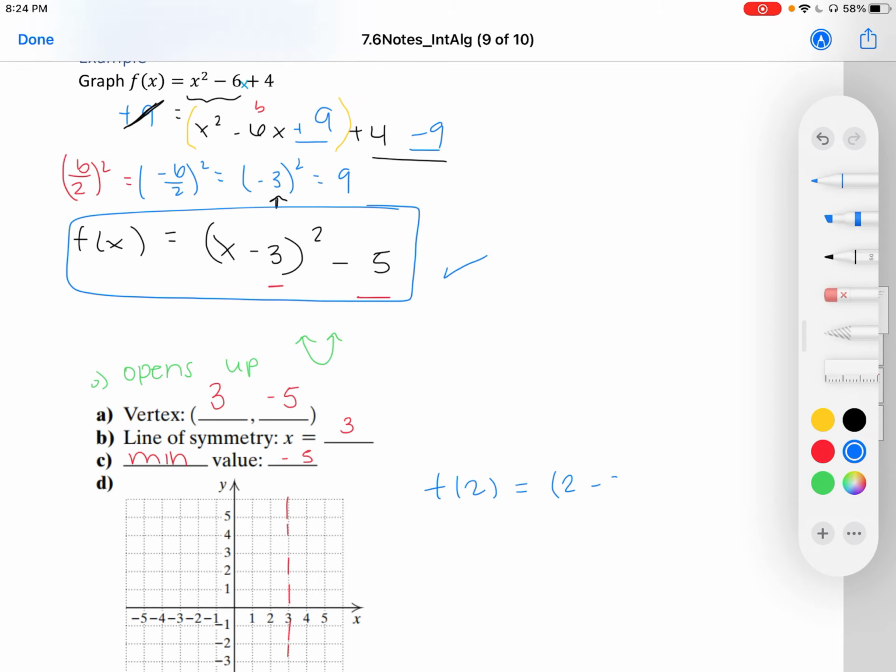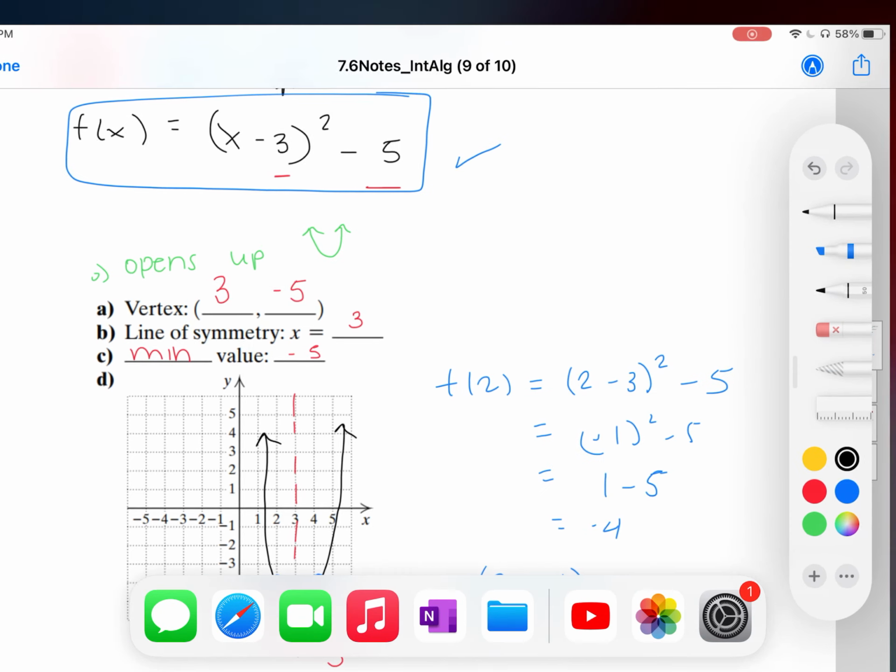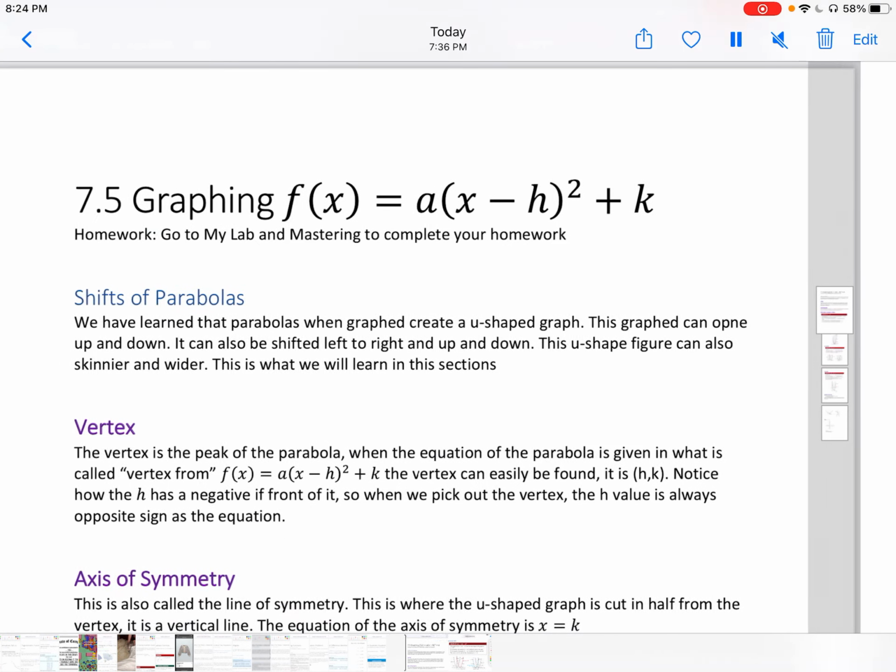So we have 2 minus 3 squared minus 5. You get negative 1 squared minus 5. 1 minus 5 is negative 4. So I have the point 2 and negative 4. 2, down 4, I have the point right here. And so it matches up on this side as well. Now they're 1 apart from the vertex. That's what we're using as our guide. Now we can go ahead and draw our U-shaped figure. There we have it. Now let's do some more examples as well.